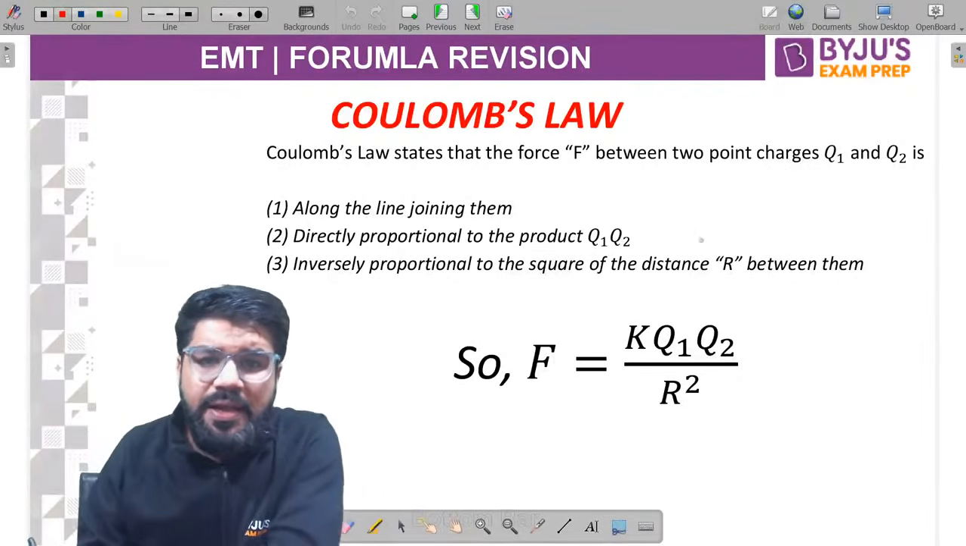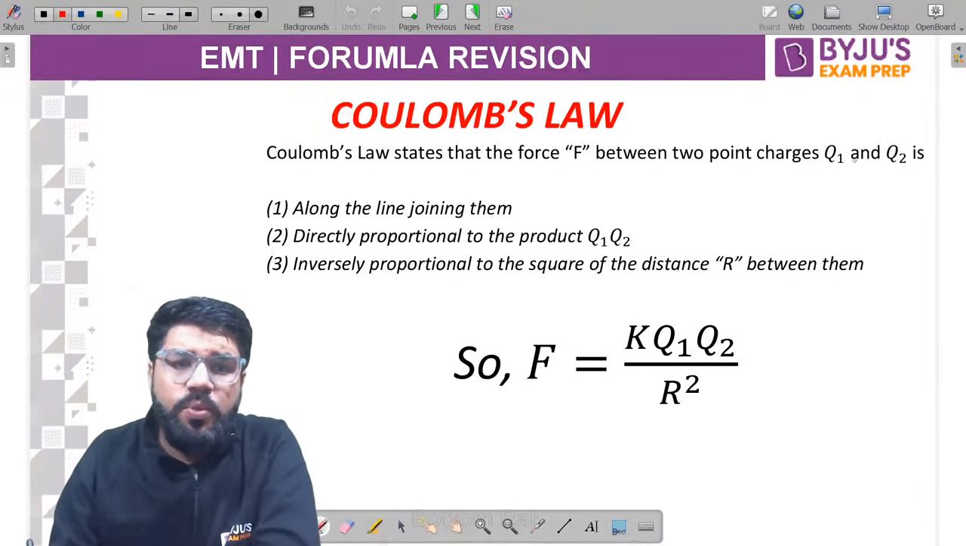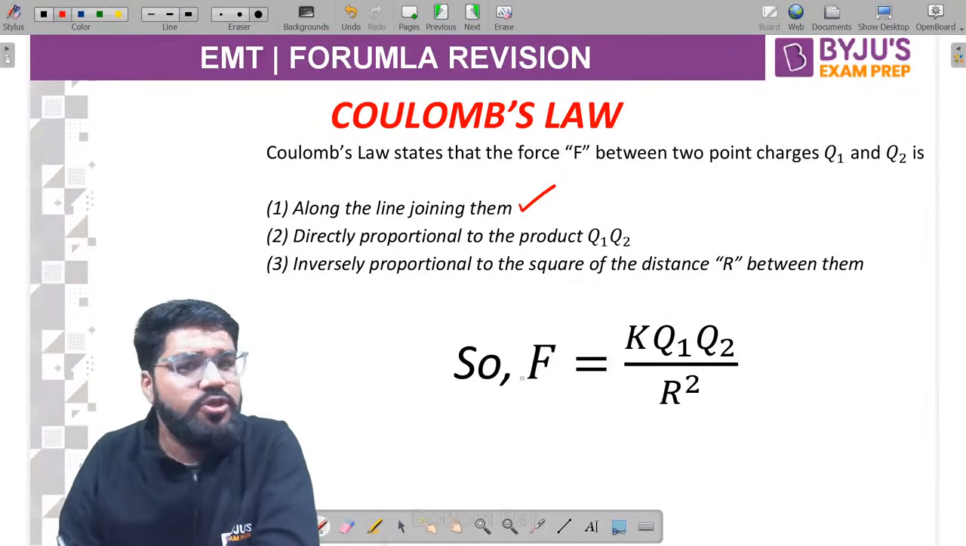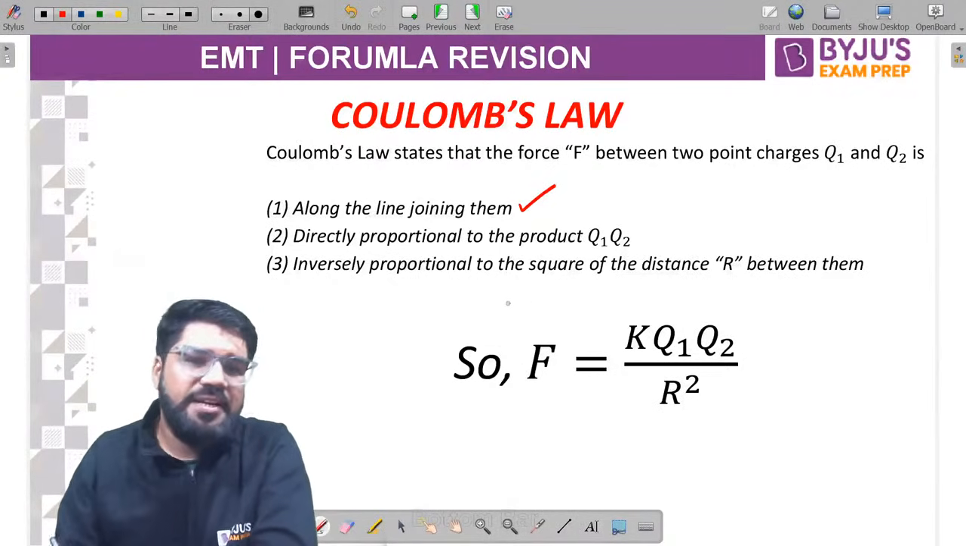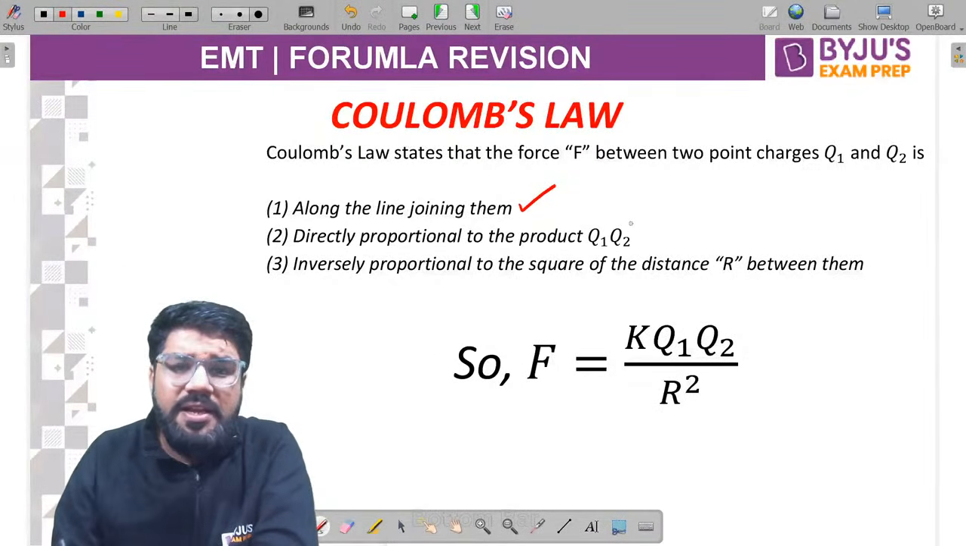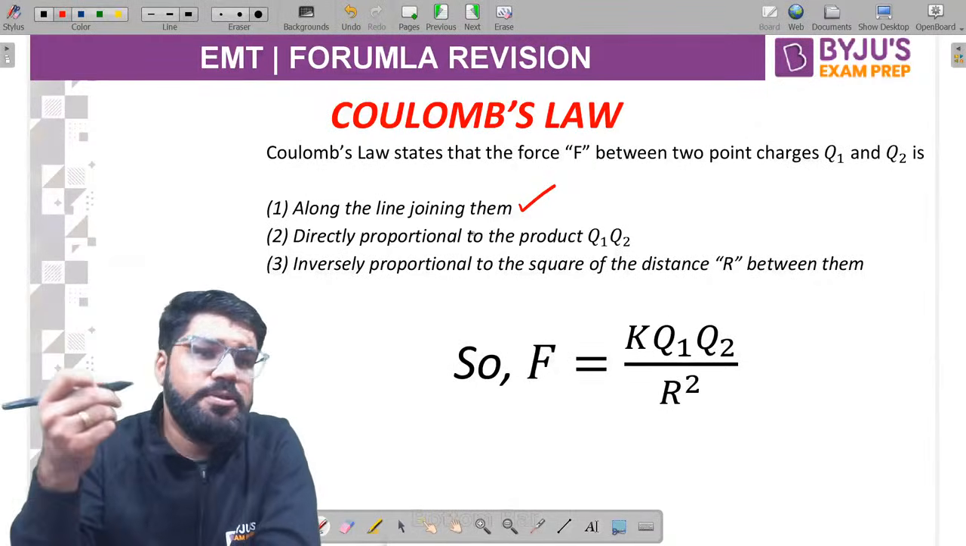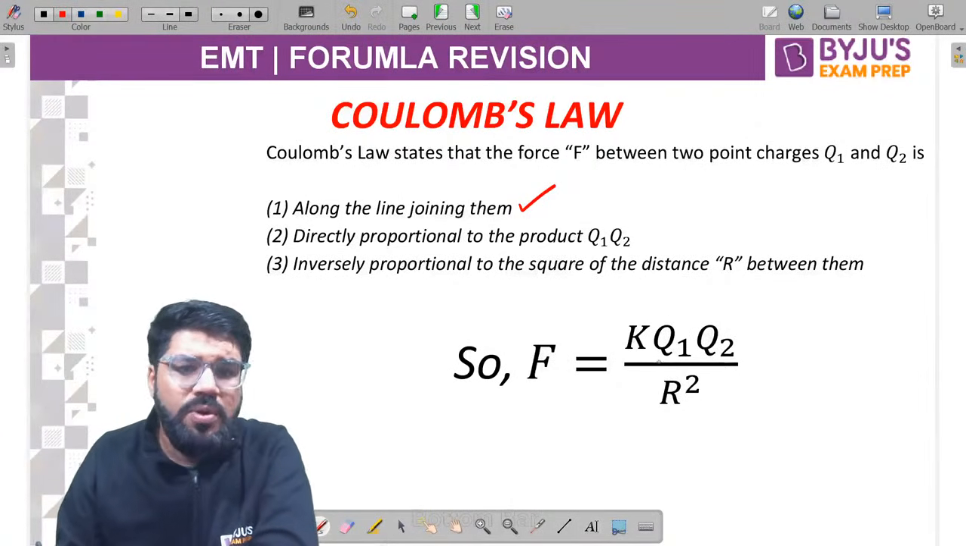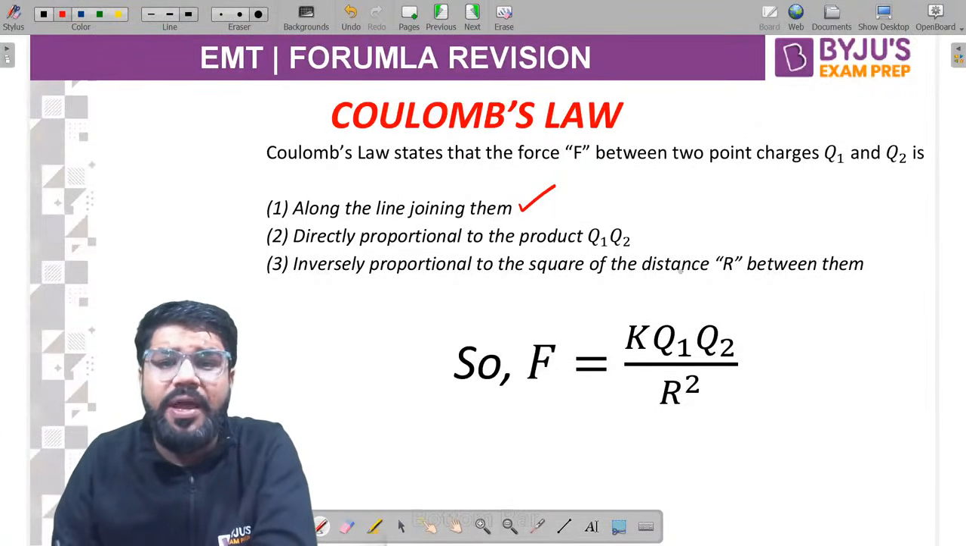So the force between two point charges Q1 and Q2 is, number one, along the line joining them. We'll represent this with the help of a vector also. It is directly proportional to the product Q1 Q2, that is, proportional to both the charges Q1 and Q2, and it is inversely proportional to the square of the distance.